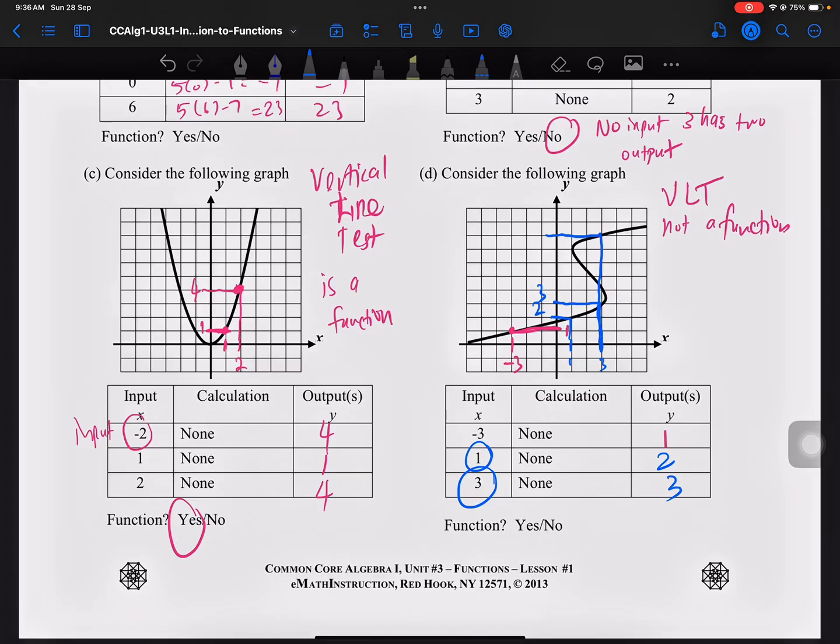So 1, 2, 3, 4, 5, 6, 7, 8, y8. So they have more than one. So 3 and 8. Y is equal to 3 and 8. Meaning that when I go to x3, I see two different values, this and this. This is not a function.